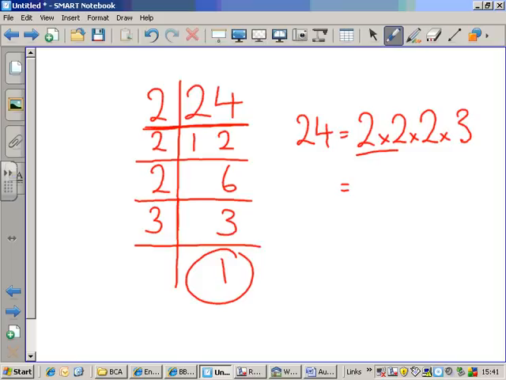And if we want to simplify that expression a little bit, we can say that 2 times 2 times 2 can be written as 2 cubed, can't it? 2 to the power of 3, and times 3. So that's 24 in terms of its prime factors.